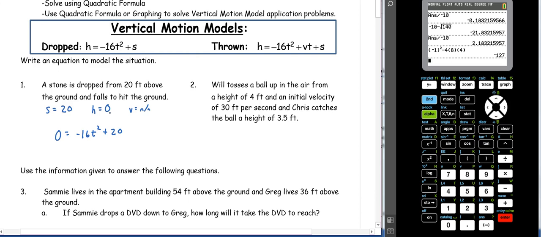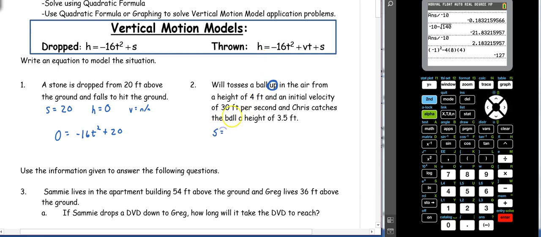And then if we were going to solve, we would use our calculator, but for now we're just writing the equations. In number two, we toss a ball up in the air from a height of 4 feet with an initial velocity of 30 feet per second, and Chris catches the ball at a height of 3.5 feet. So we are throwing the ball up, which is important when we're starting to determine things.